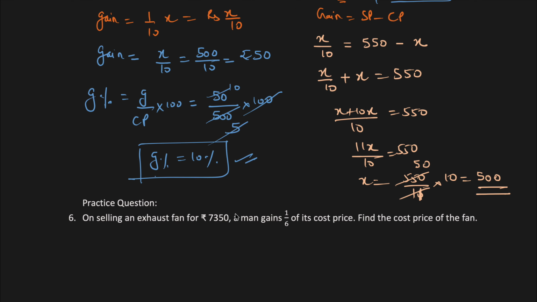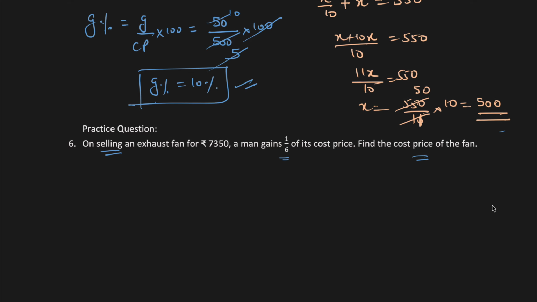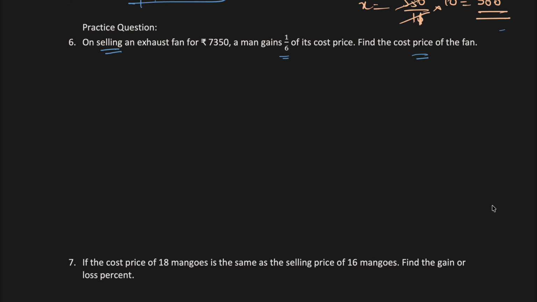Pause the video, solve it. On selling an exhaust fan for rupees 7350, a man gains 1 by 6 of its cost price. Find the cost price of the fan. Here, they didn't ask for gain percent or loss percent. They just asked the cost price. So you have to stop when you get X. I hope it's clear, students. Solve it, pause the video, and send your answer in the comment box.